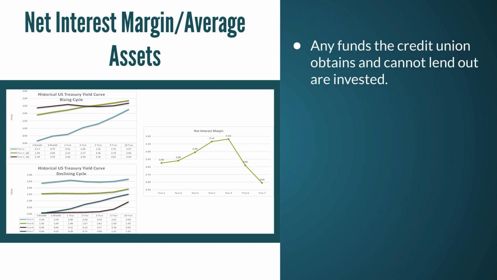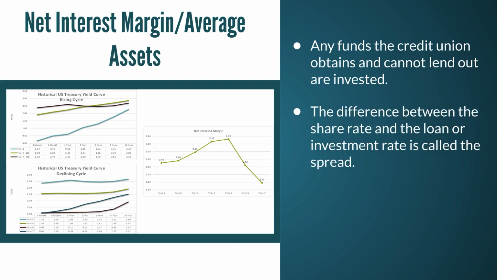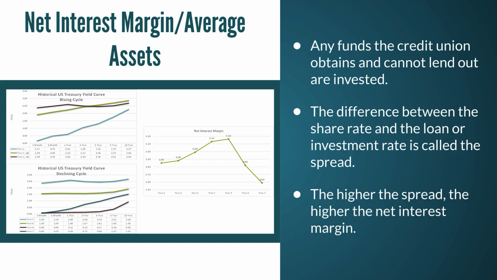Any funds the credit union obtains and cannot lend are invested. The difference between the share rate and the loan or investment rate is called the spread. The higher the spread, the higher the net interest margin.